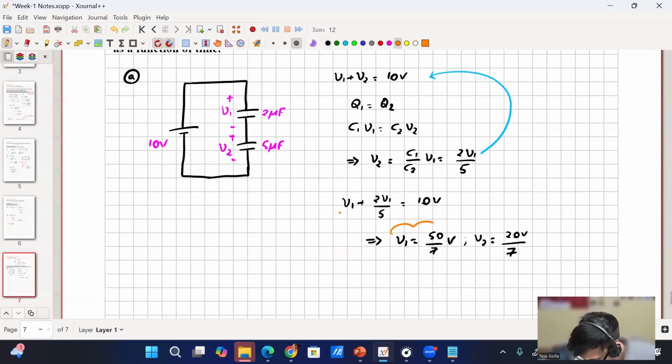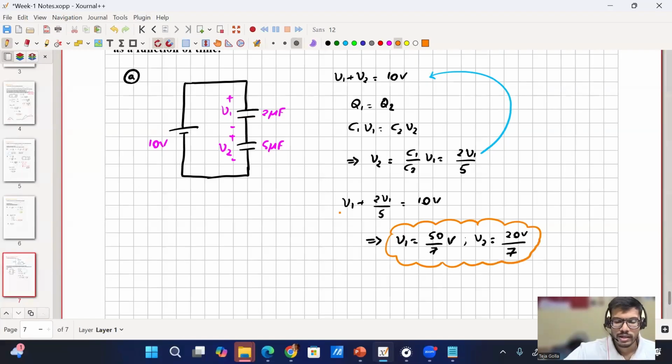Is this fine? Once it reaches steady state, the charge should be equal, which means Q1 should be equal to Q2. I'll get one condition from there, and from Kirchhoff's voltage law, I'll get another condition. So my V1 is 50 by 7 and my V2 is 20 by 7.